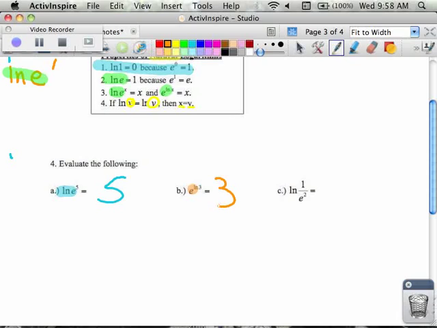Letter C. The ln and the e are not next to each other because the e is on the bottom of the fraction. So I'm going to rewrite it as the ln of e to the negative 2. And now the ln and the e are next to each other, and my answer is negative 2. Those rules are just talking about what you see up here. That's it.